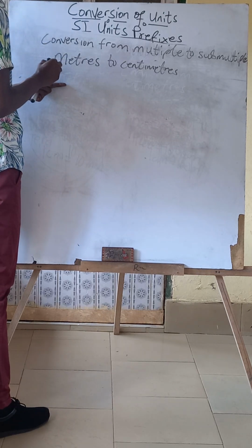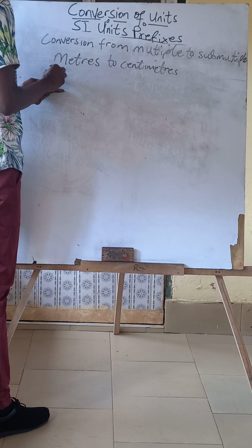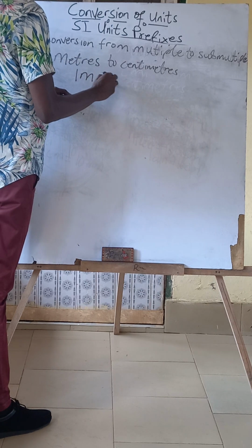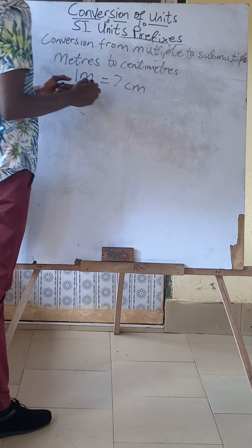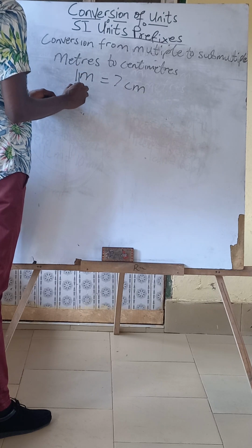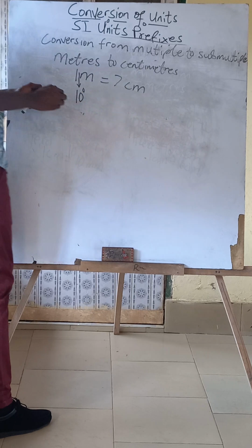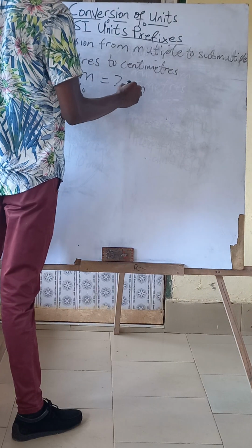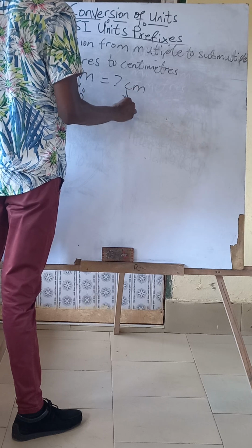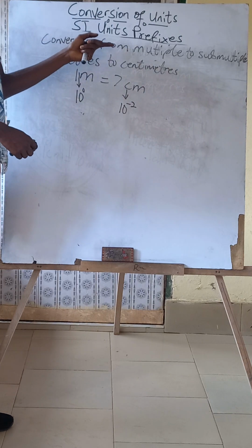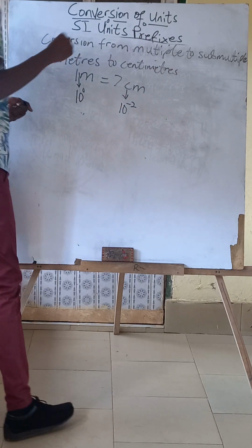Because it doesn't have any prefix, the value is 10 raised to the power... So 1 meter is equivalent to how many centimeters? But there is no prefix here. So let's assume that the value is 10 raised to the power 0, because any number raised to the power 0 is 1. And centi means 10 raised to the power minus 2. And I said that when you are converting from a multiple to a submultiple, you ignore the negative.